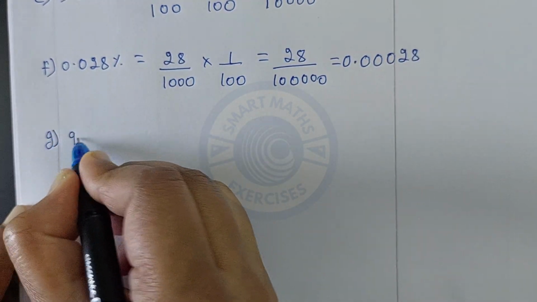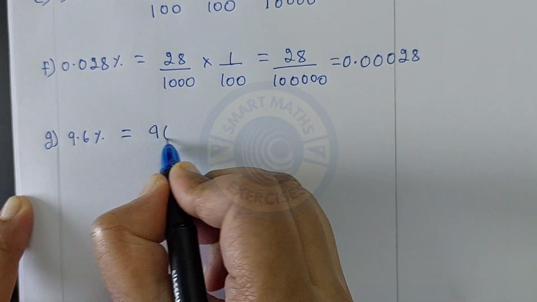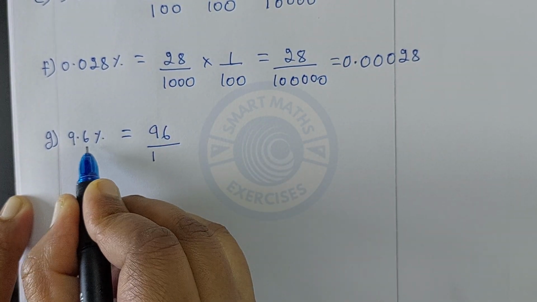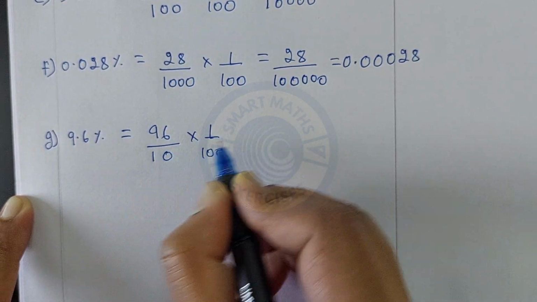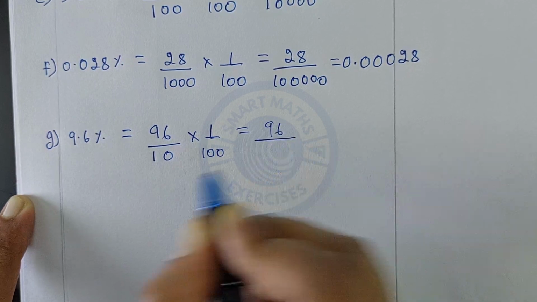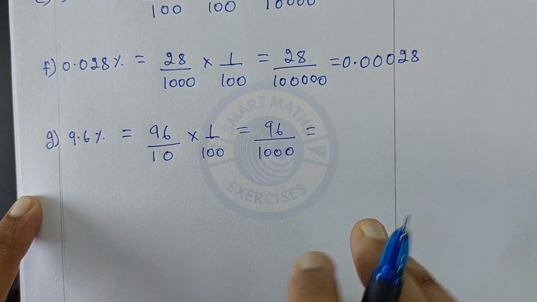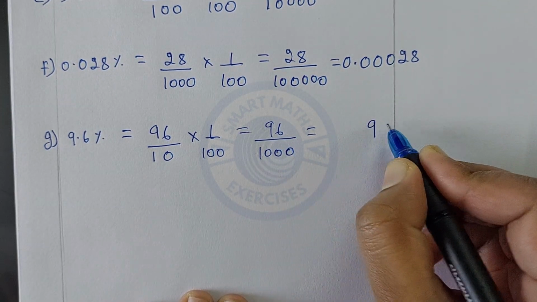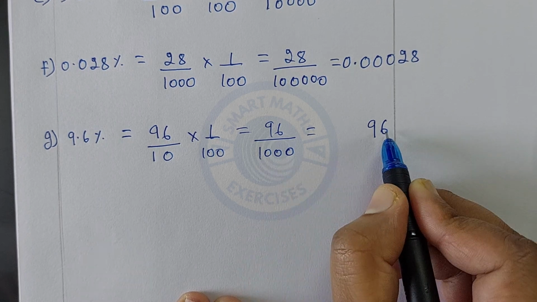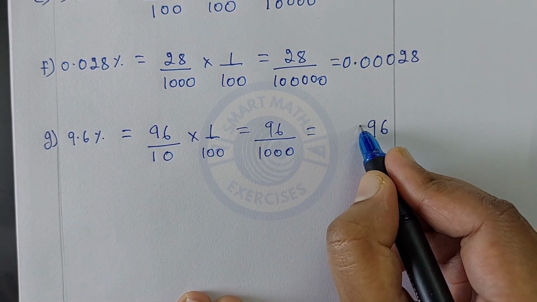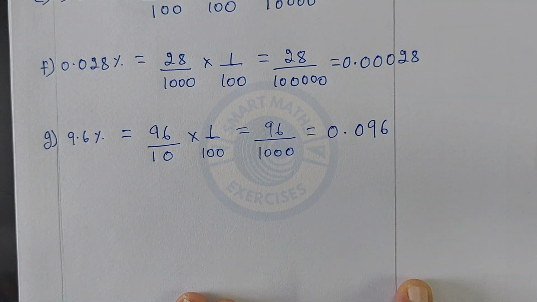Next question is G, 9.6%. Convert this decimal to fraction first. So it becomes 96 by, there is one digit after decimal point, so 10 into 1 by 100. 96 ones are 96 by 10 hundreds are 1000. Write 96 as it is towards the right hand side and then count number of zeros here. 1, 2, 3, 1, 2. There is no number here, so add 0.0. So 0.096 is the answer.